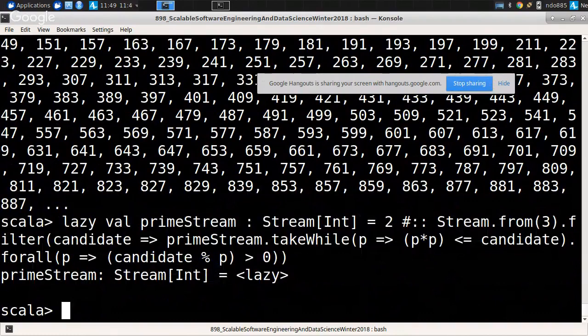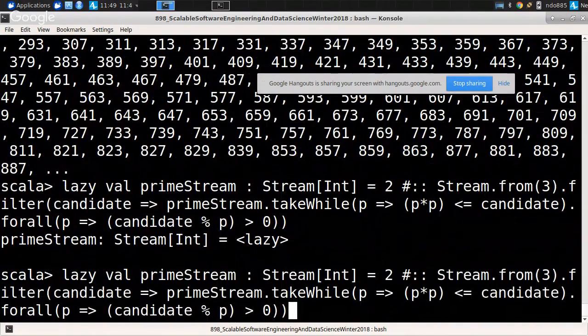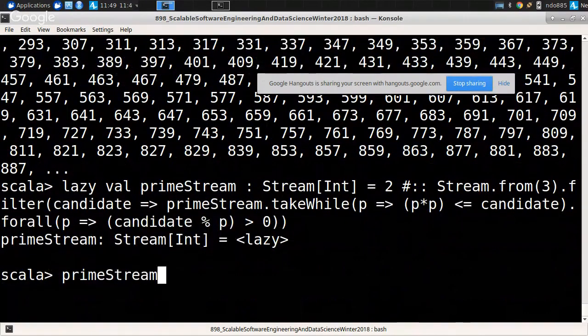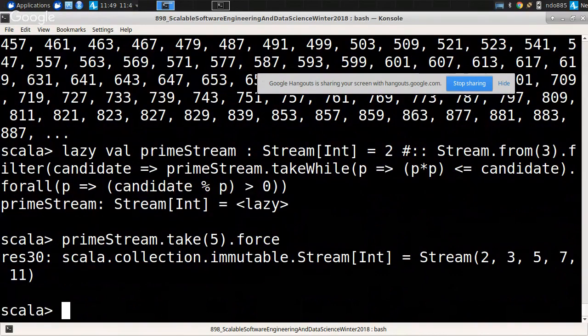Now, there may be something that disturbs you about this. Is there something that's a little bit odd here? Where is this prime stream defined? We're defining it in terms of prime stream. Isn't that awesome? It's recursive. Okay, now watch this. Let's see if this works. Prime stream dot take 5 dot force. Is that awesome or what?